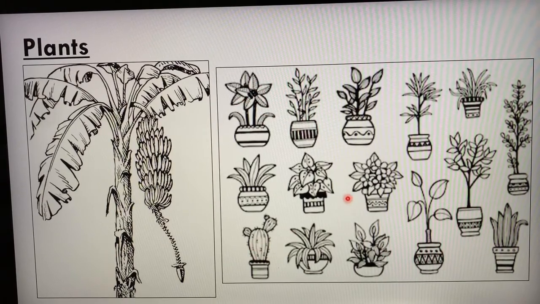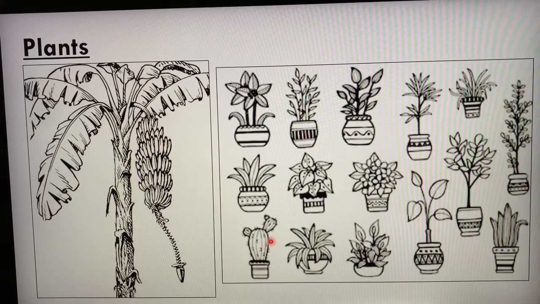Now I want to bring your attention more to this. This is a cactus. A cactus is definitely a plant because this is the stem. Sorry, pardon me, this is the stem. The roots are underneath, in the pot that you cannot see.